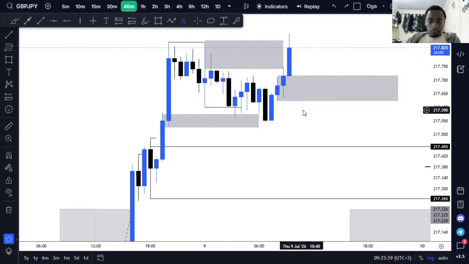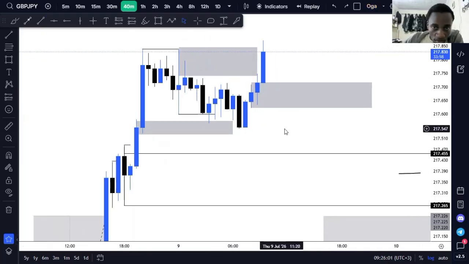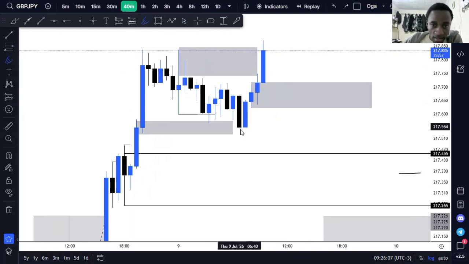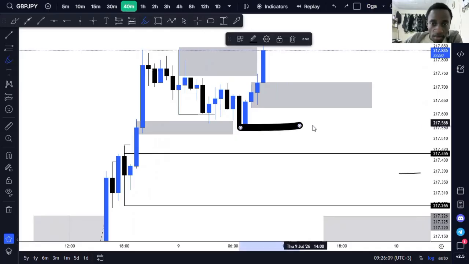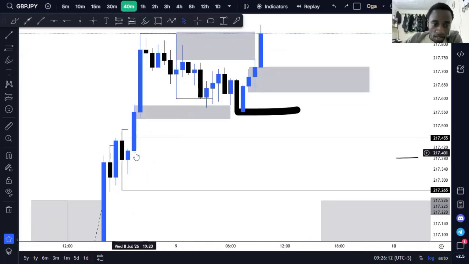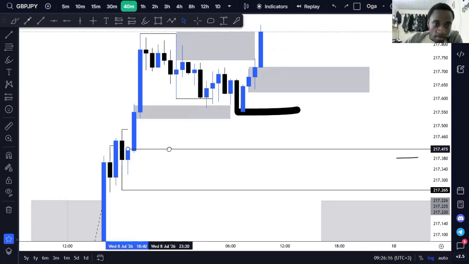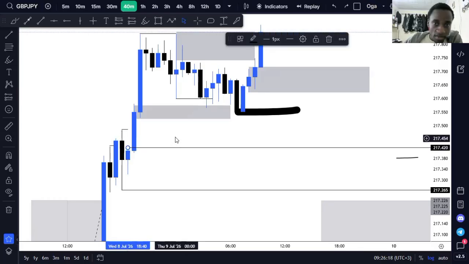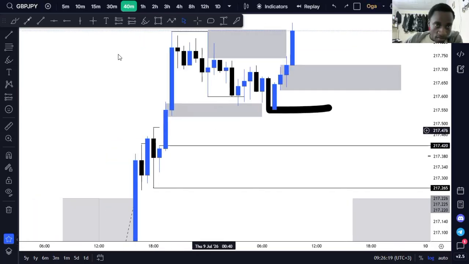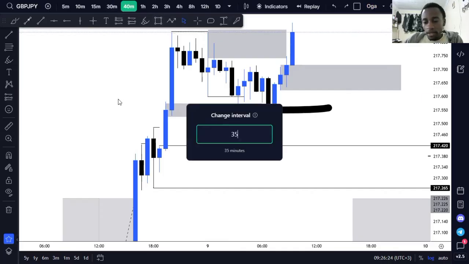Okay. So if it drops lower than this point, let me mark lower than this low, then we shall expect it to react to the area, and maybe the entry could come from this weak overlap. I will check on lower time frame, and then let's go to maybe 35 minutes.